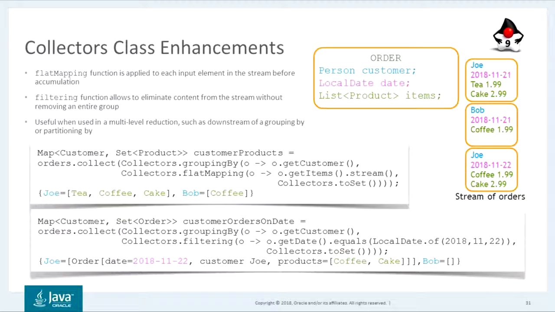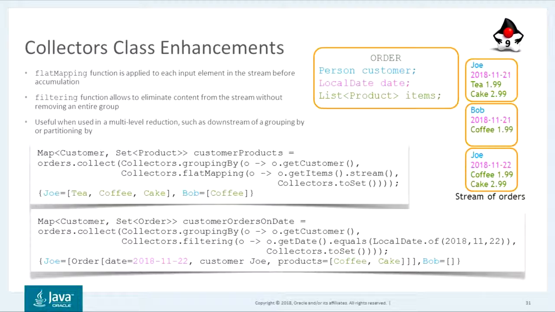So imagine we have several orders. One made by Joe, by Bob, another made by Joe on a different date. Okay. So we create a stream of these orders. What can we do with that stream? There is an interesting behavior here. It's called flat mapping. That's the first example.